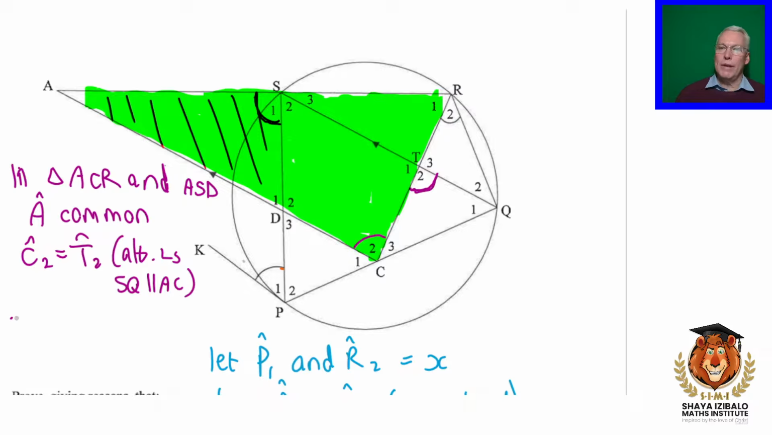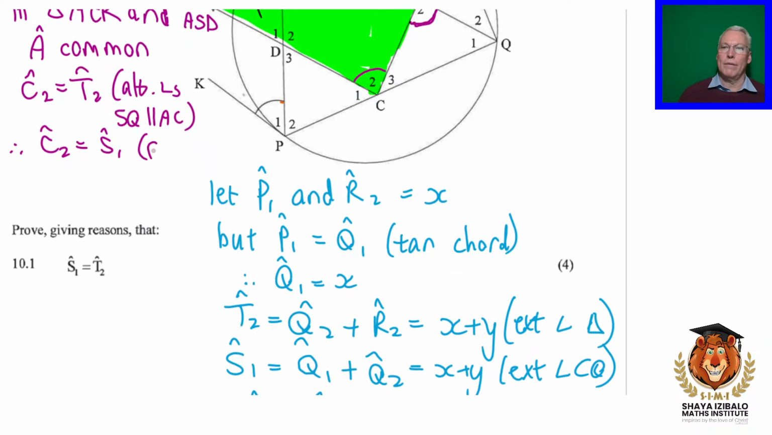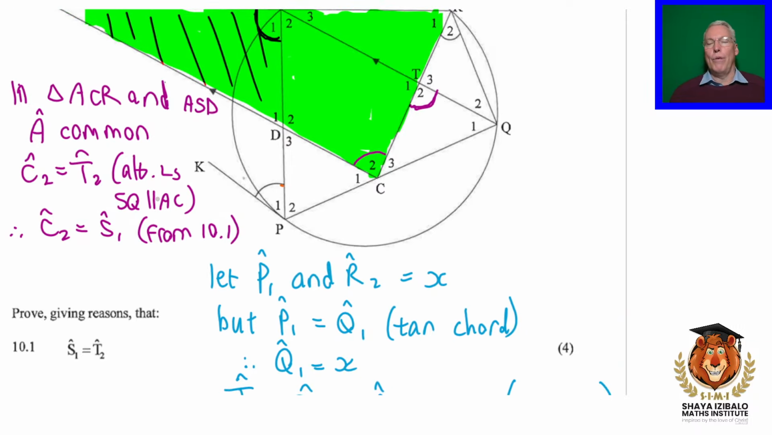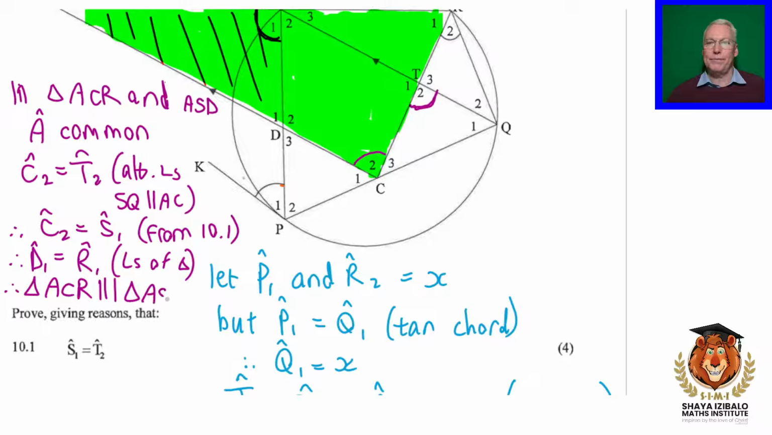Therefore C2 equals S1. I'm just going to say it from 10.1, because S1 and T2 are equal. And therefore the third angle in the triangle, D1, must equal R1, angles of a triangle, and therefore the triangles are similar. Triangle ACR is similar to triangle ASD. And the reason is AAA.